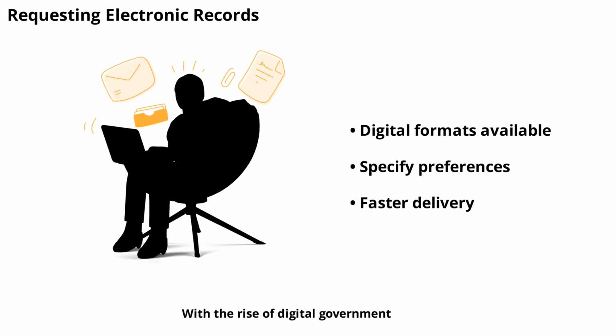With the rise of digital government, many records are now stored electronically. You can often request records in digital formats, such as PDFs or spreadsheets. Specify your preferred format in your request, and agencies will try to accommodate if possible. Electronic records are usually delivered faster and are easier to search and use.